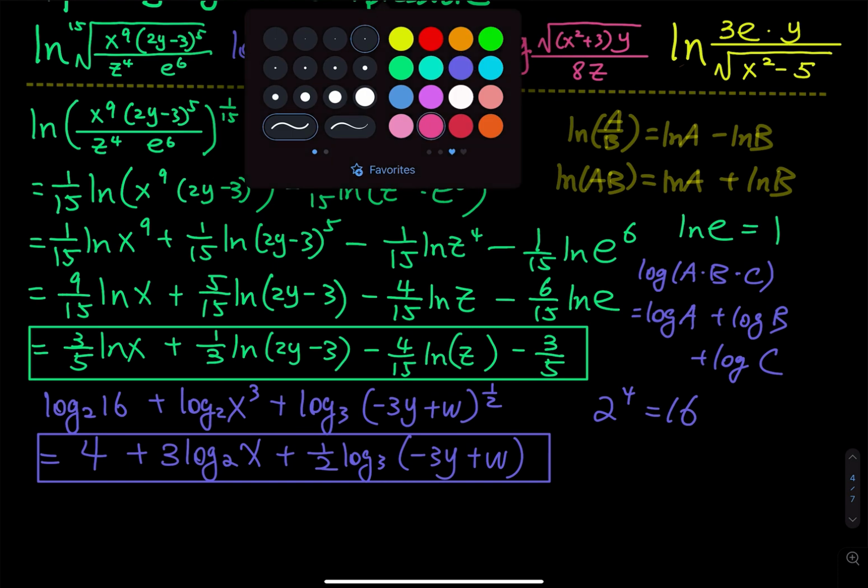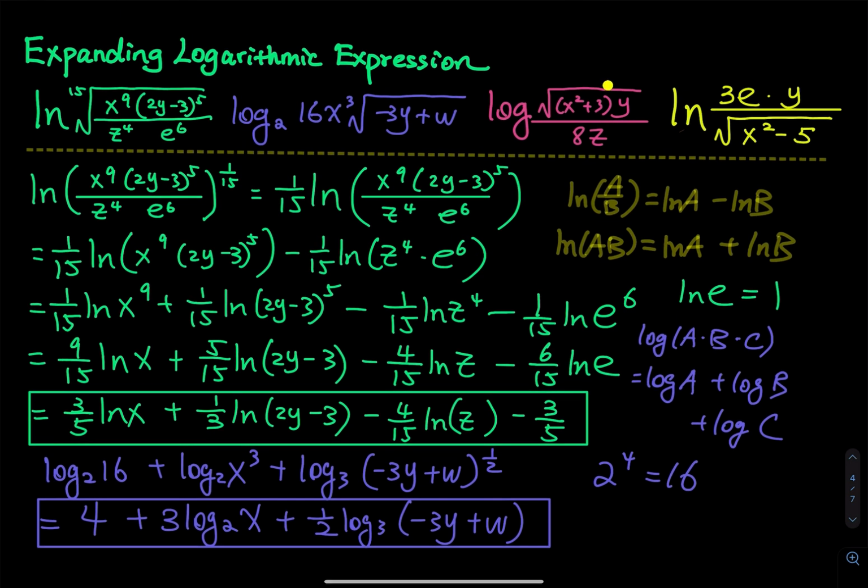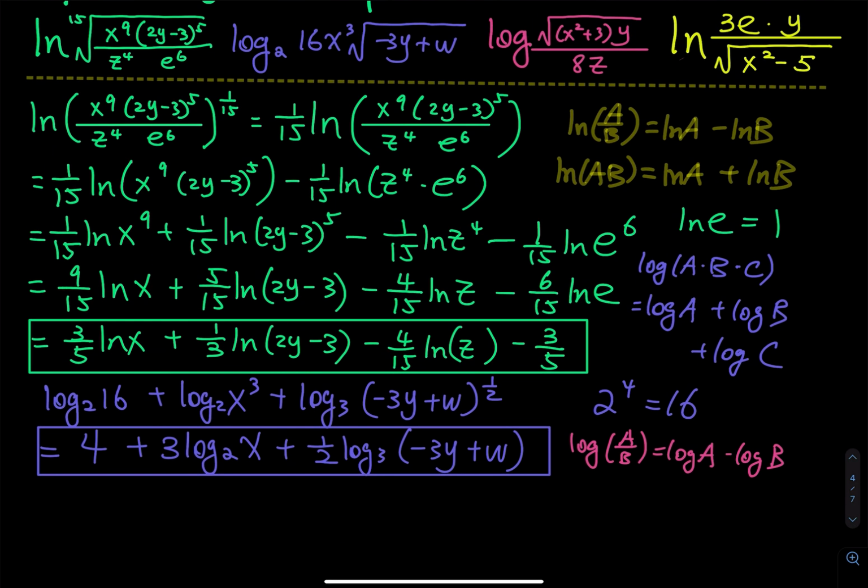So this, you have a log of the top. The top has a square root, and then the bottom is A times Z. So we will be using this rule, but that one is written for the log, right? So we have log of A divided by B is equal to log of A minus log of B, right? And then we will bring the power down. So that one, immediately I can do log of the top, which is the square root. The square root is a one half power, right? X squared plus 3, and then times y, minus log of A times Z.